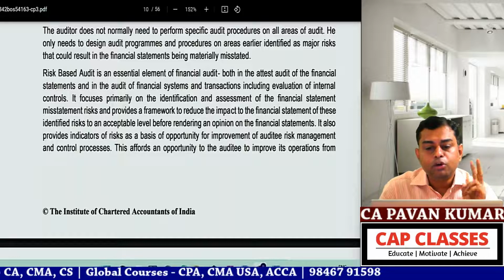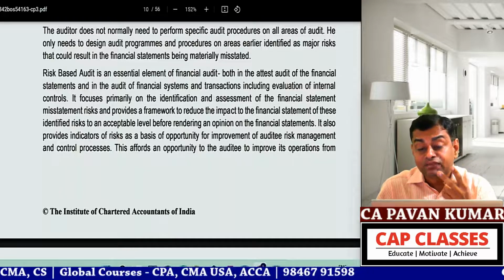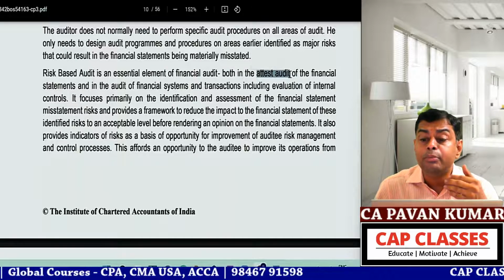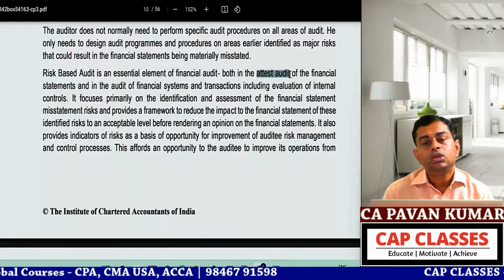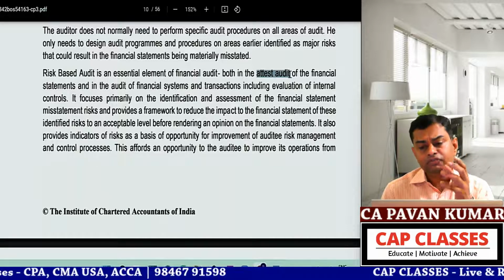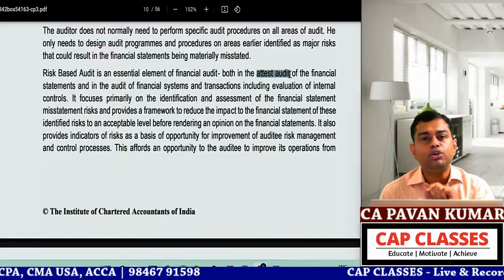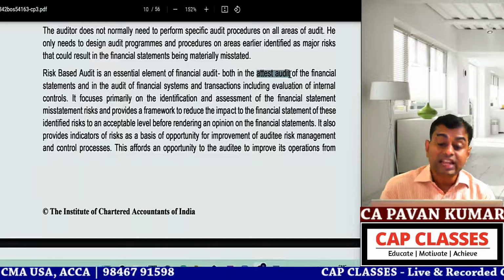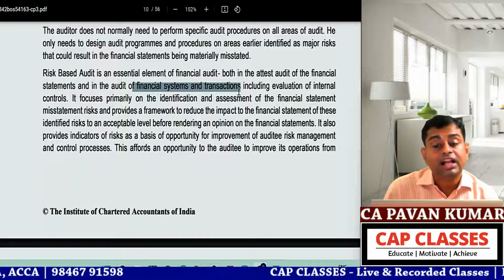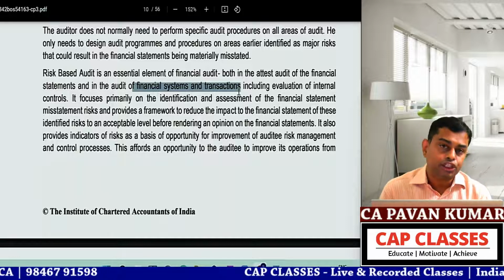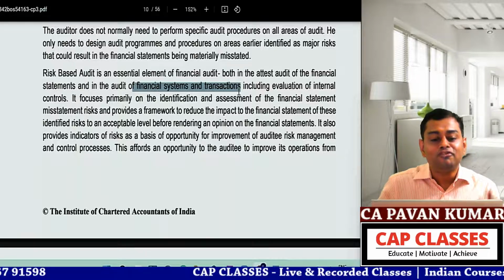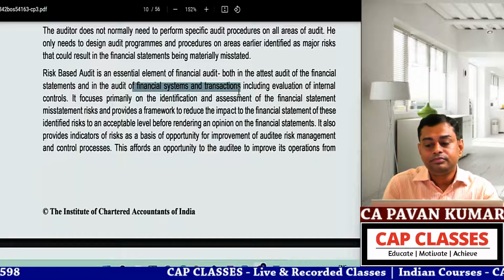So they are speaking about two types of audits. One is the attest function. Attest audit means statutory audit where you are expressing an opinion. What is the first assignment? First engagement is financial audit, the attest function where you give an audit report, audit opinion. Second one is evaluation of financial systems and transactions, like internal control evaluation. Even in internal control evaluation, you have to follow a risk-based approach only.